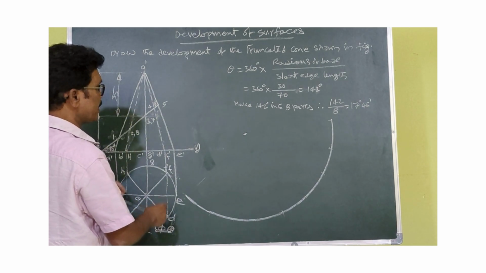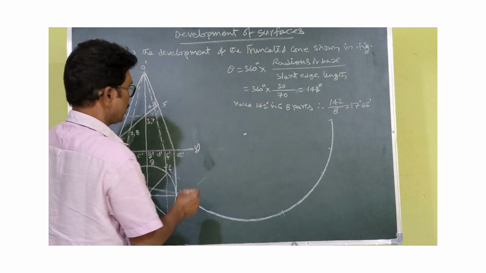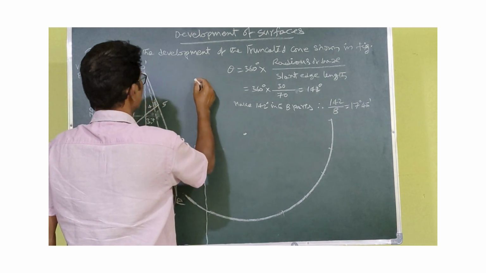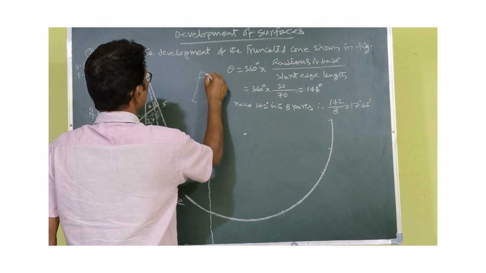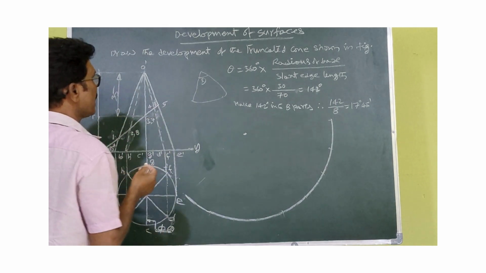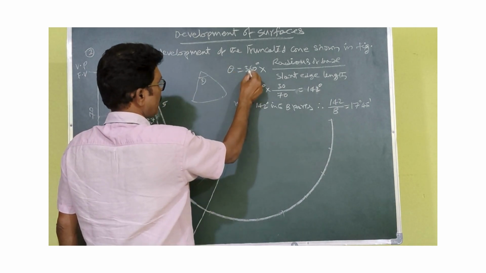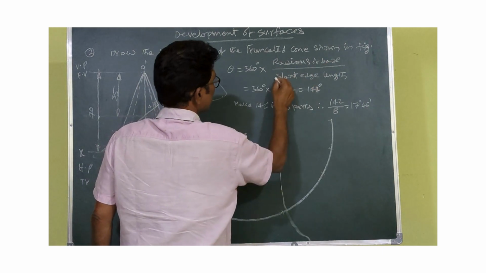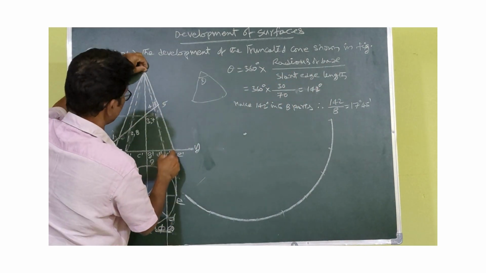This looks like a sector. Therefore we have to find this angle. Suppose it looks like this. How to find this angle? You see here, theta equals, this is the formula, 360 degrees into radius of the base divided by slant edge length. Because this edge is the slant length.